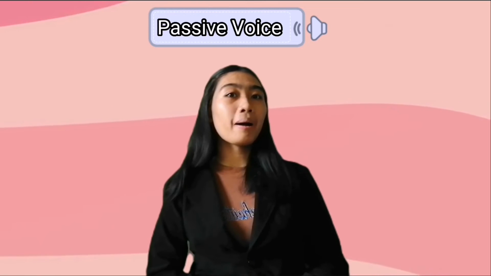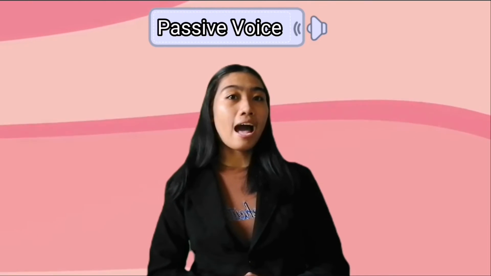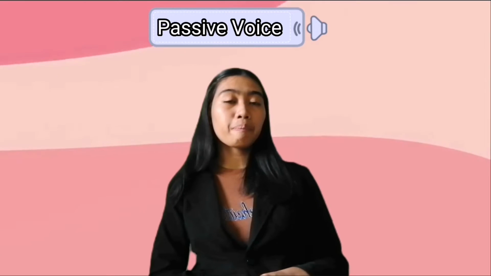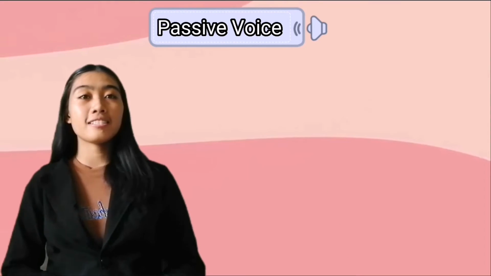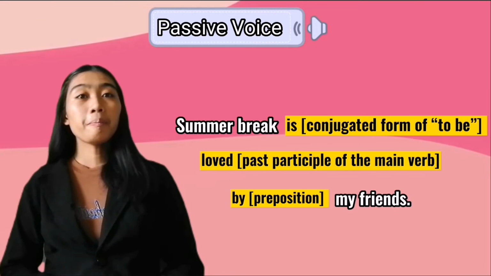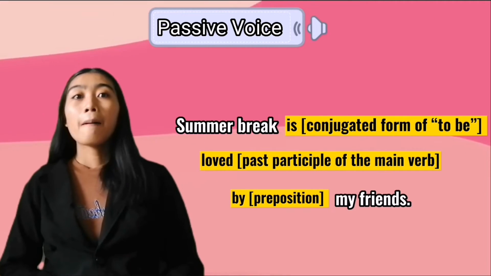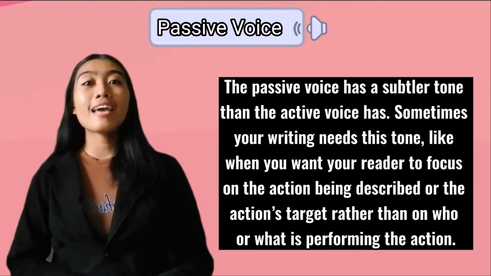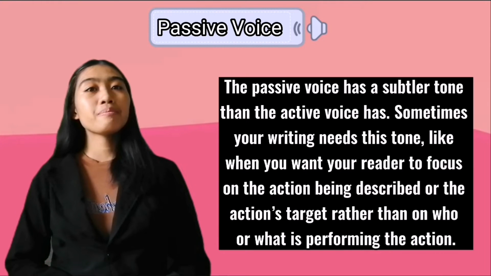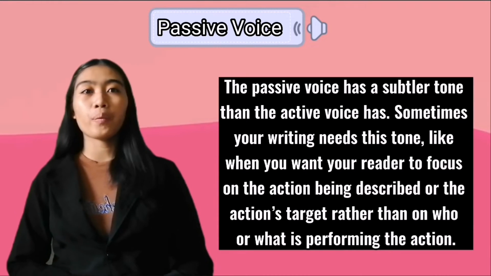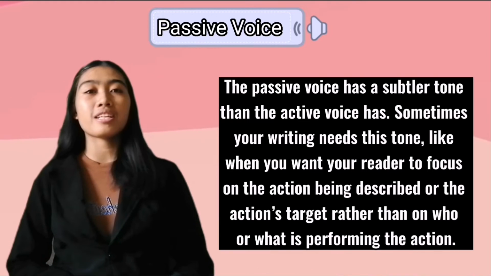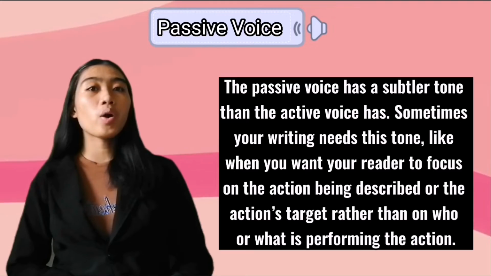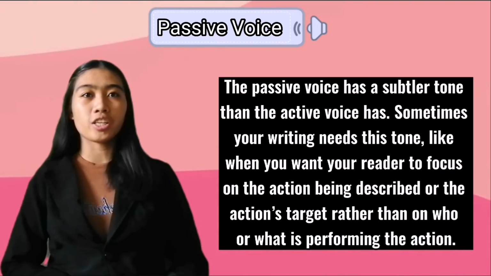Often, sentences in the passive voice are longer than sentences in the active voice, simply because they have to include additional words like prepositions. Take a look at the sentence in the passive voice. Summer break is loved by my friends. The passive voice has a subtler tone than the active voice has. Sometimes your writing needs this tone, like when you want your reader to focus on the action being described or the action's target rather than on who or what is performing the action.